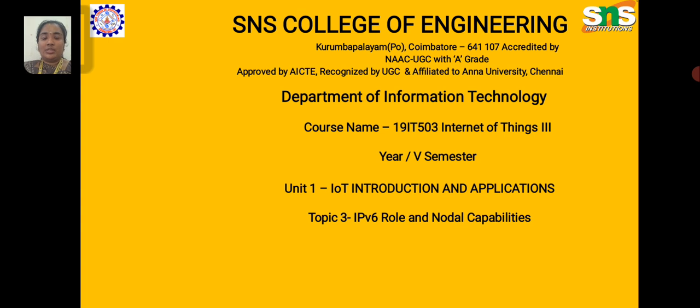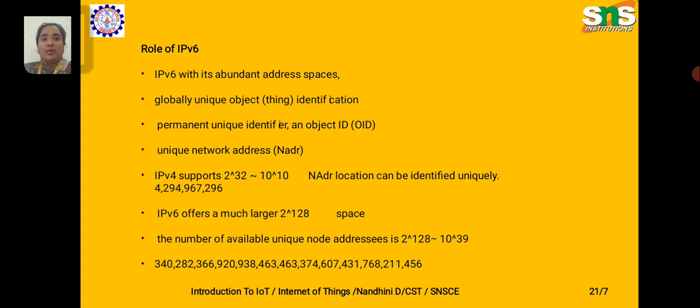Today, we are going to see a topic on IPv6 roles in IoT. What is the role of IPv6? IPv6, with its abundant address spaces, provides globally unique object identifications, permanent unique identifiers, and object IDs.